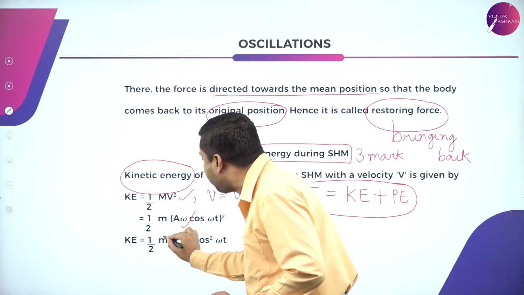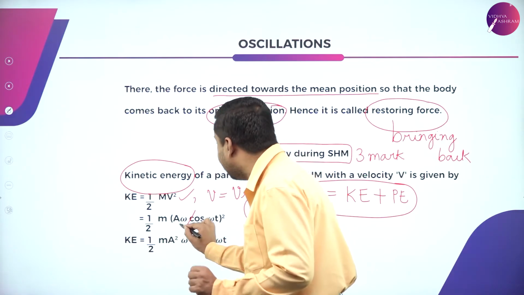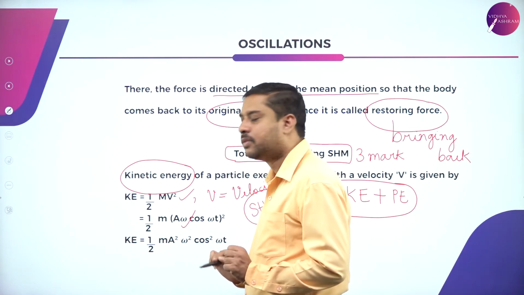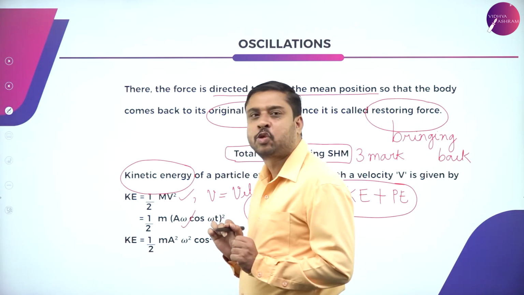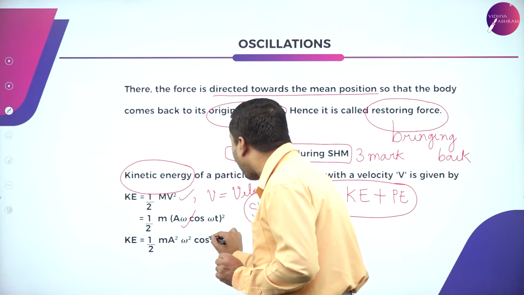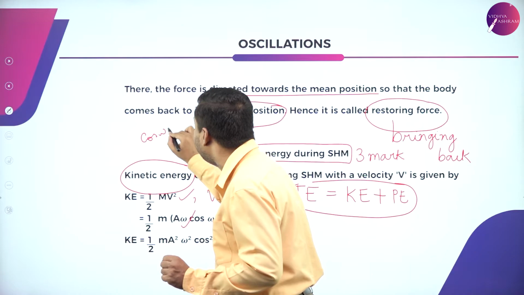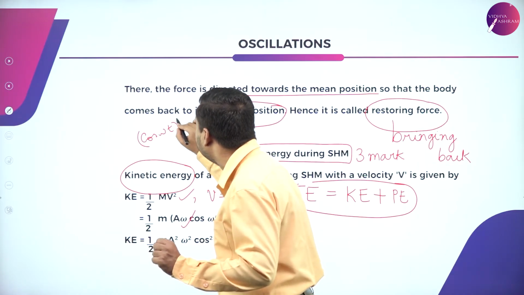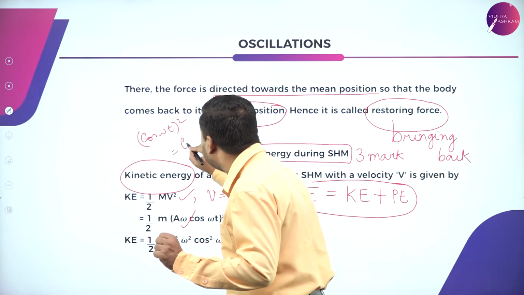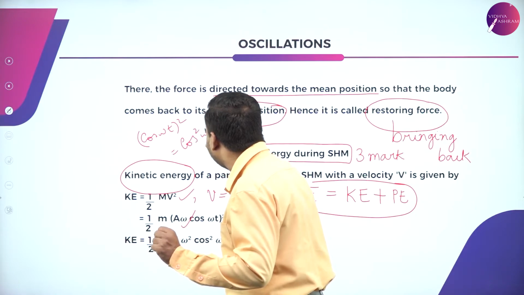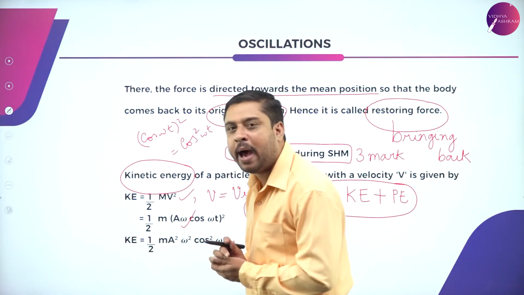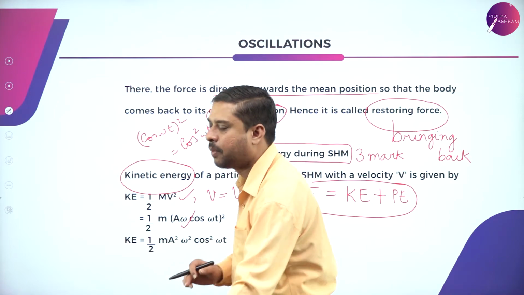Or it is half m a square omega square cos square omega t. You know, cos omega t whole square, a trigonometric term, is written as cos square omega t.